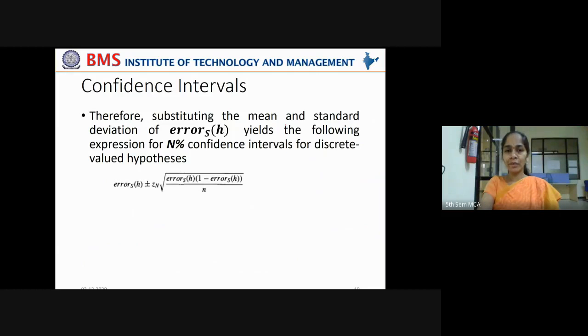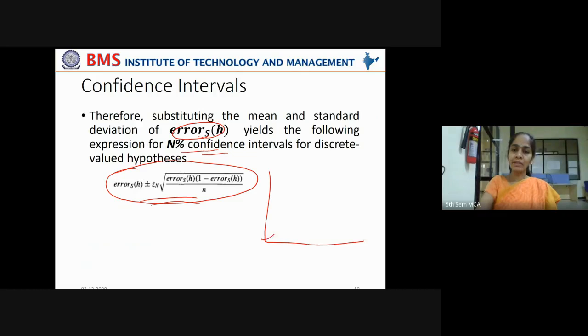Therefore, substituting the mean and standard deviation of the sample error yields the following expression for the n% confidence intervals for discrete valued hypothesis. Okay, this we have already derived in lecture 2 or 3. Sample error plus or minus Z score multiplied by the square root of sample error into 1 minus sample error divided by n. This will help us to calculate the interval within which the true error may take place.